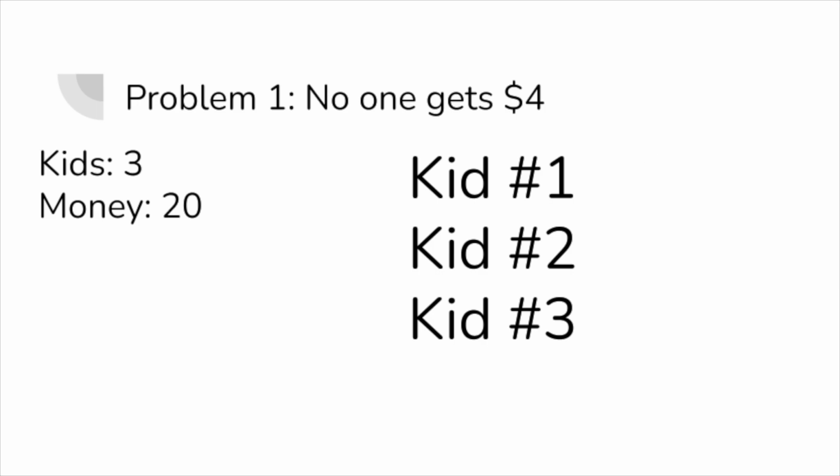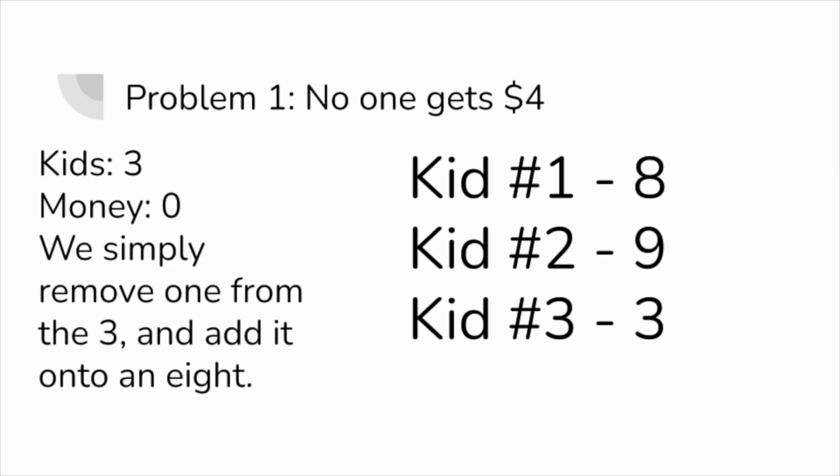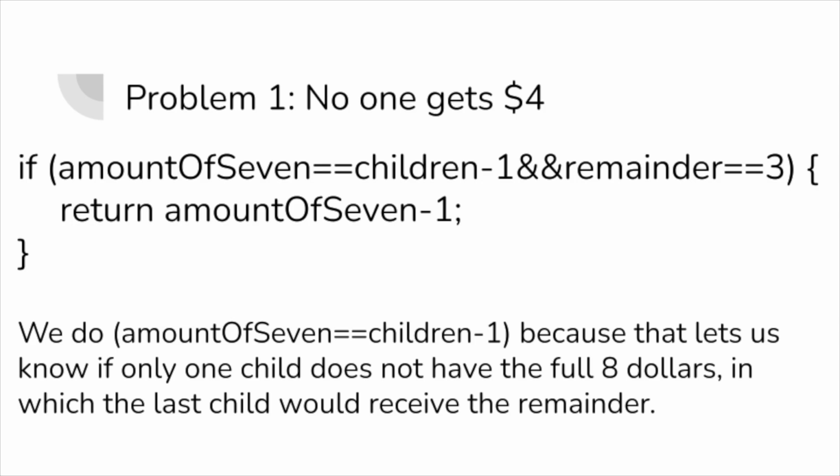However, let's say we have $20 and 3 kids. We can give $8 to the first 2, but then the last kid gets $4. In this case, we don't have any extra kids to give the money out to, so sadly, we have to stop one kid from getting $8 in order to meet the rules. Basically, whenever the amount of $8 given out is equal to the amount of children minus 1, and if our remainder is also 3, we have to return the amount of 7s variable minus 1.